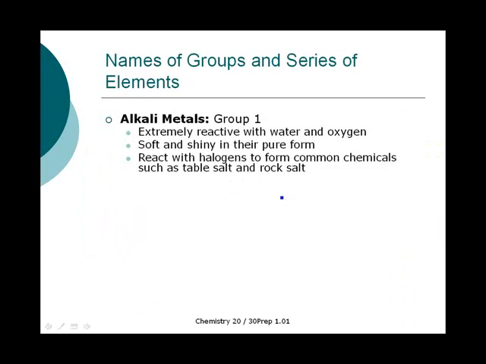So some of the properties of the named groups that you should know are the group 1 metals. They're extremely reactive with water and oxygen, usually producing flames when mixed with water or oxygen. They're soft and they're shiny in their pure forms, which we never see in nature. In their pure form, they don't exist in nature. They're always in compounds. They react with halogens, so the group 17 elements, to form common chemicals such as table salt and rock salt.